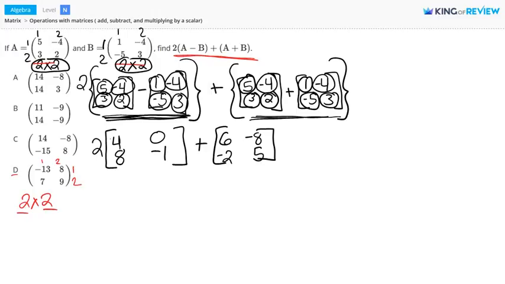So the next thing that we want to look at is this number here, the 2. We're multiplying 2 times this matrix here. When working with matrices, a real number is called a scalar. To multiply a matrix by a scalar, you multiply each entry in the matrix by the scalar. This is called scalar multiplication. So in this case, our scalar is 2, and we're going to multiply each entry by 2.